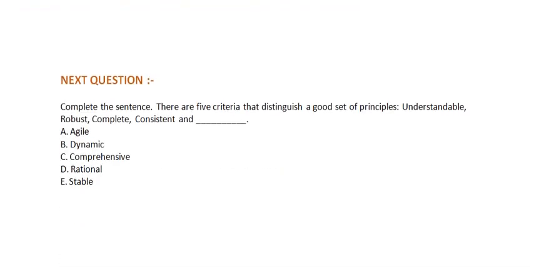Next question is, complete the sentence. There are five criteria that distinguish a good set of principles: understandable, robust, complete, consistent, and option A, agile. Option B, dynamic. Option C, comprehensive. Option D, rational. And option E, stable. The correct answer is option E.